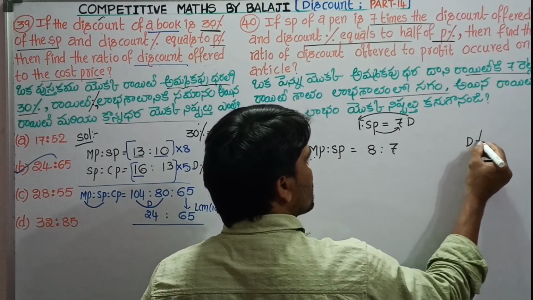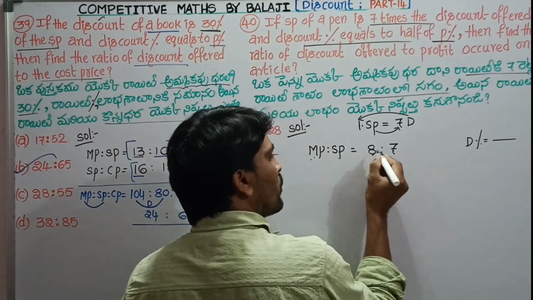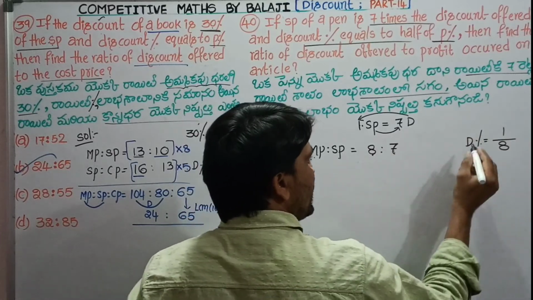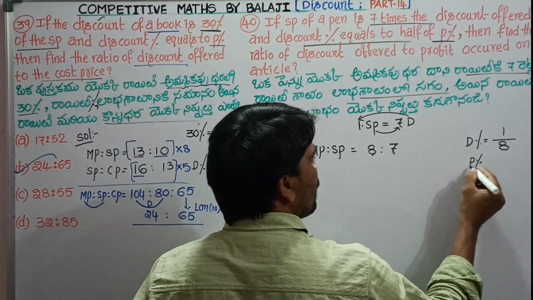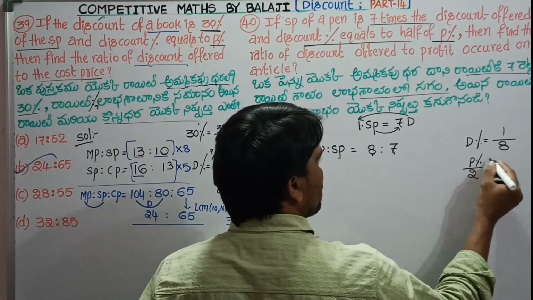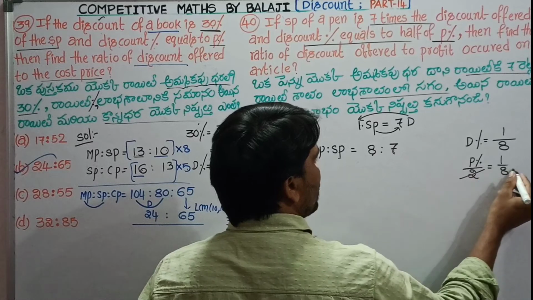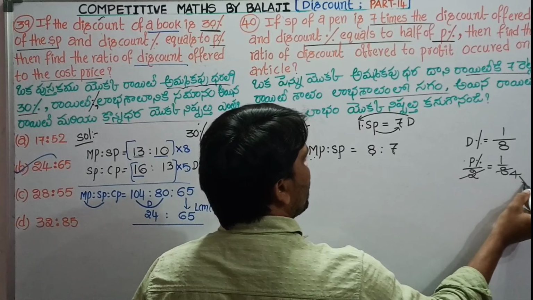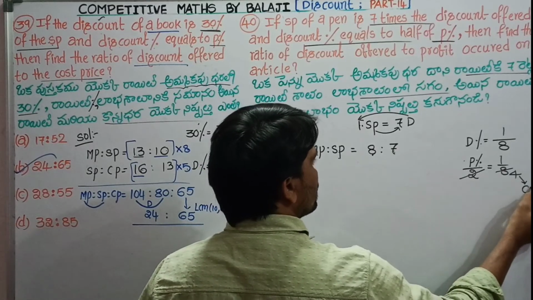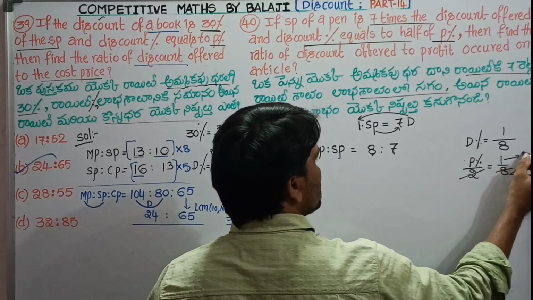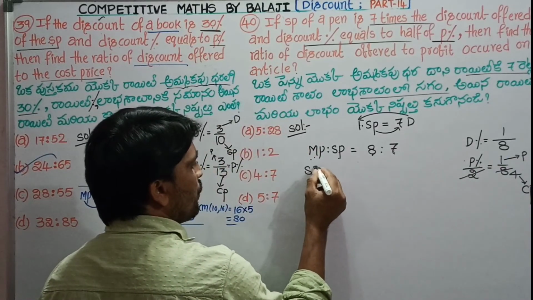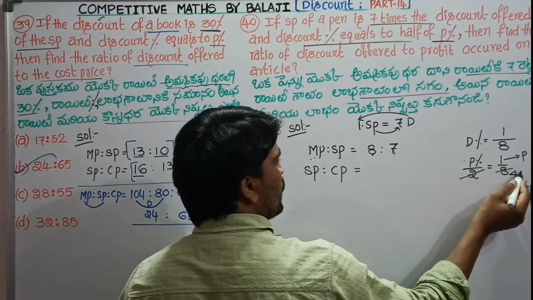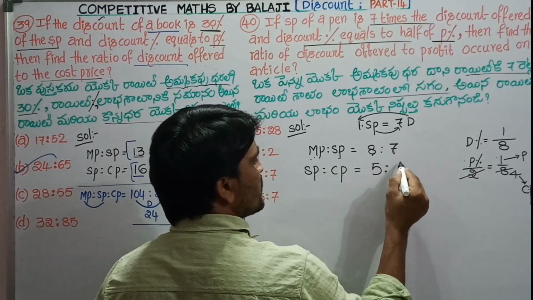That is, discount percentage is calculated on market price. Denominator is 8 units. So discount is 1 unit. But discount percentage is equal to half of the profit percent. So half of profit percent will be also equal to 1 by 8. 2 1s are 2, 2 4s are 8. That is, profit percentage is 1 by 4. Profit or loss is calculated always on cost price. That is, denominator is cost price. Then 1 unit is profit. Consider the ratio of selling price to cost price in this case. Selling price is cost price plus profit. 4 plus 1, 5 units. Then cost price is 4 units.